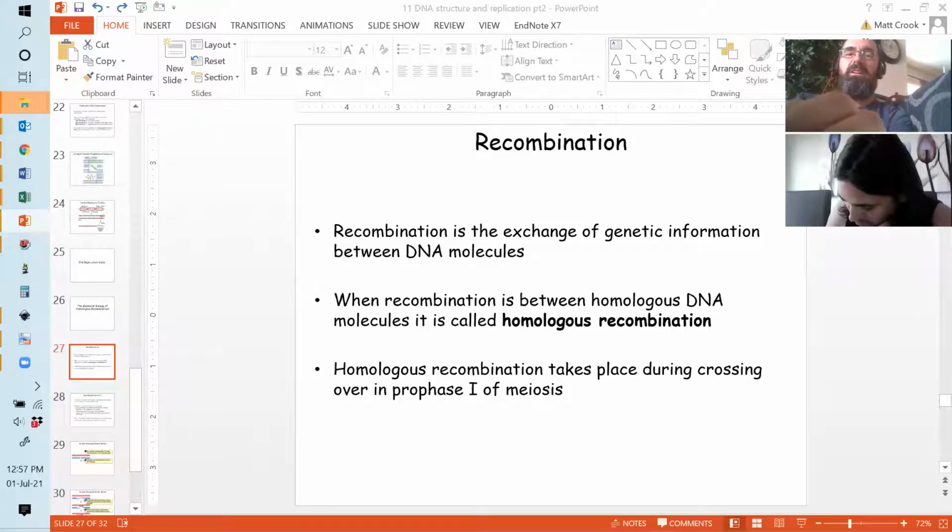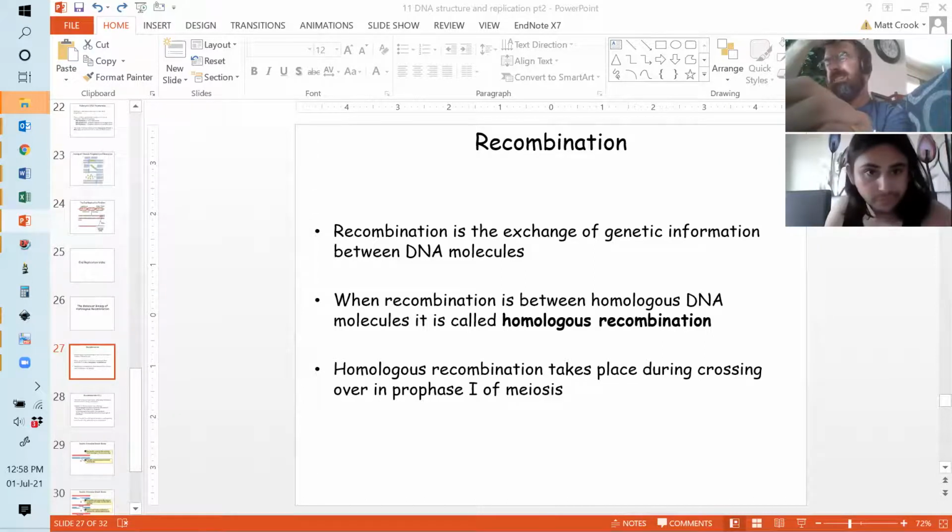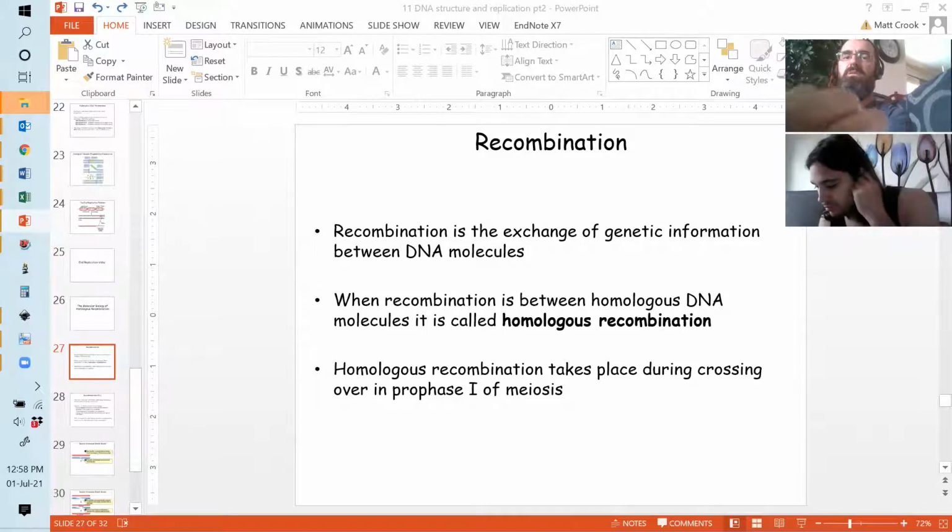So homologous recombination occurs in meiosis, not can occur, right? That's prophase I. And kind of between S and G2 phases in mitosis.